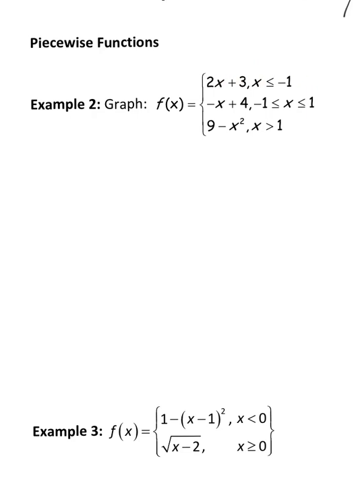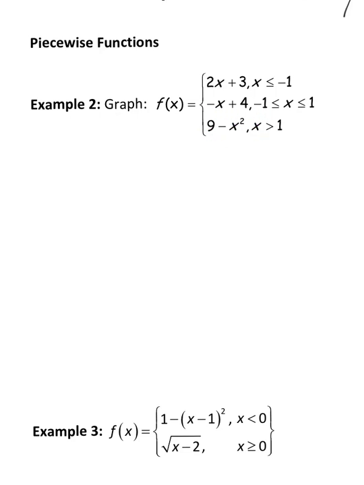What a piecewise function does, and we did briefly cover this in terms of just plugging in values into a piecewise function, but now we're going to graph, is say when our time is less than -1, this is how we determine our temperature. From -1 to 1, that's how we determine our temperature. And if we are greater than 1, that's how we determine our temperature.